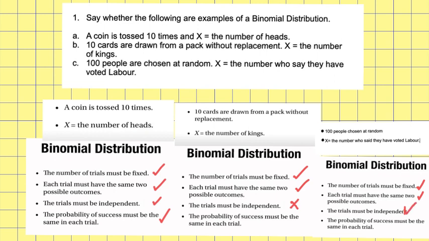The probability of success must be the same in each trial. Well, yes, the probability of voting Labour doesn't change because the people change. So in this scenario, yes, you could use the binomial distribution.